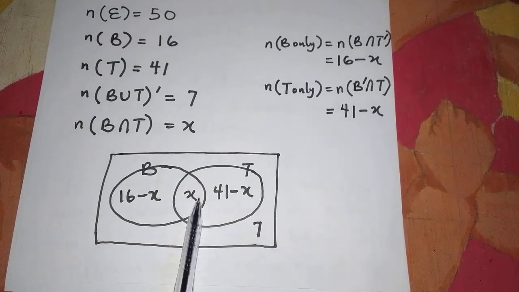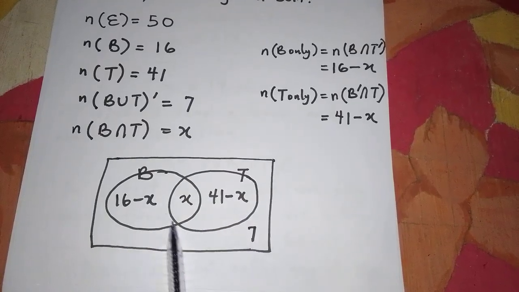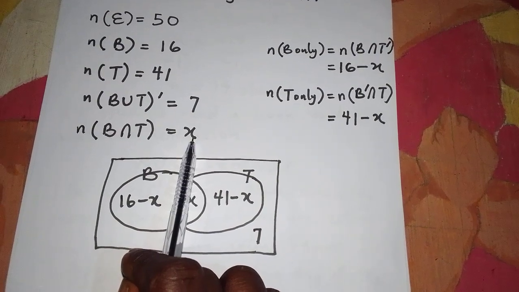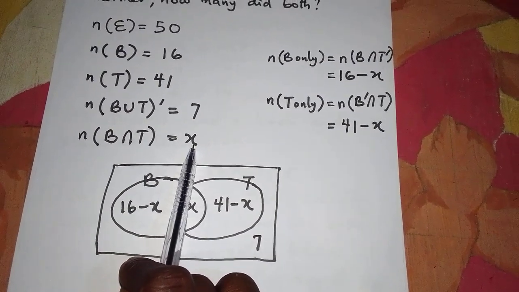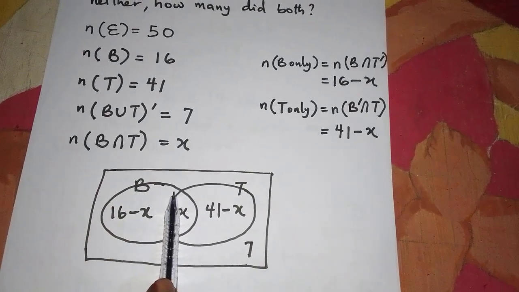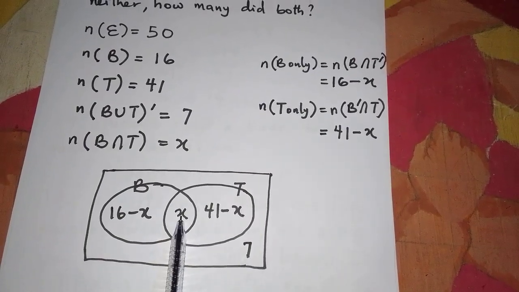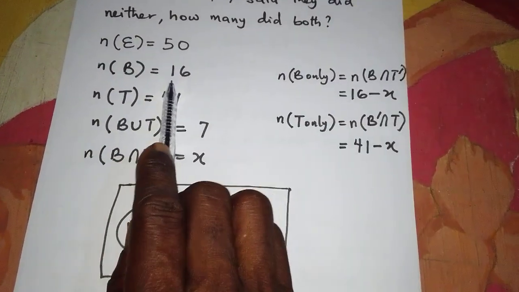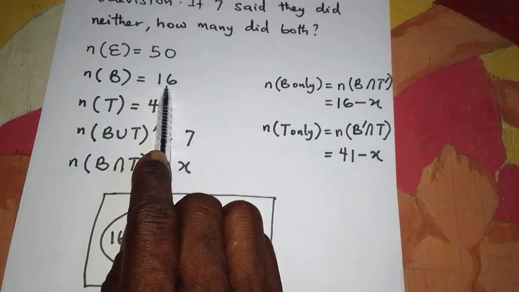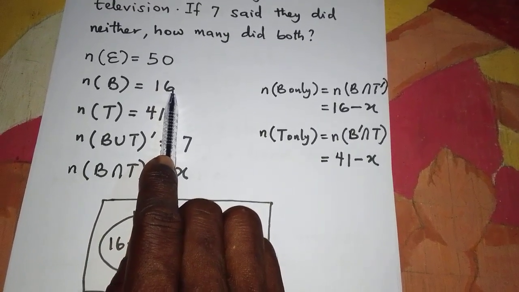So this first circle represents those that read their book, and this one represents those that watch television. And we said that we should use X to represent those that read their book and watch television. So that is B intersection T. So you are going to use X to represent them where the two circles intersect. Now, we were told that those that read their book, they are 16. So out of those that read their book, which are 16, some of them also watch television.